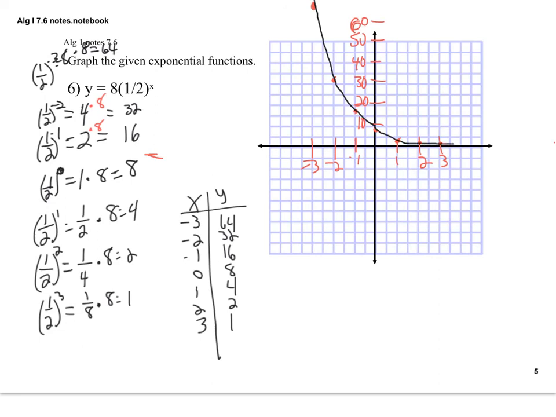Hey, that line looks a lot better than my last one did. Mr. Bear got better at that. All right, so that is what our exponential function looks like in this case. Again, we have a horizontal asymptote right here at 0. It's going to get infinitesimally close to 0, but it will never actually touch it. So it's kind of one of those things.